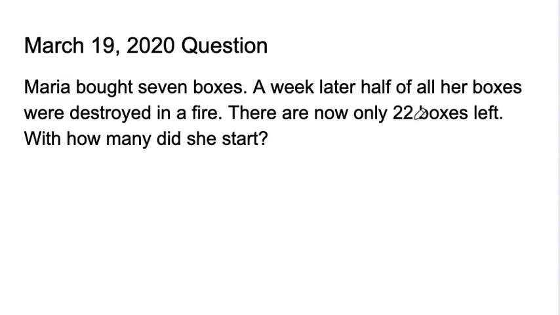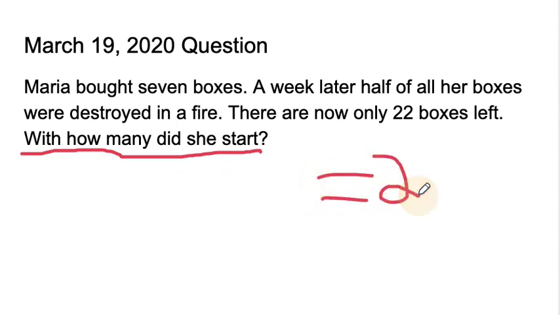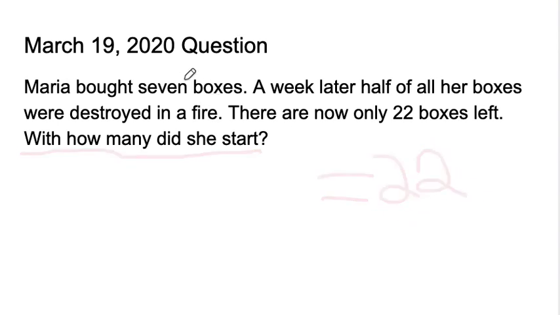So what I know is that she bought 7 boxes, and then a week later, half of her boxes were destroyed. So she had boxes before this. Now there's only 22 boxes left. So my question, with how many did she start? I know that when it's all said and done, the equation that I write is going to equal 22. I'm going to use 7. I'm going to use half. And then it's going to equal 22.